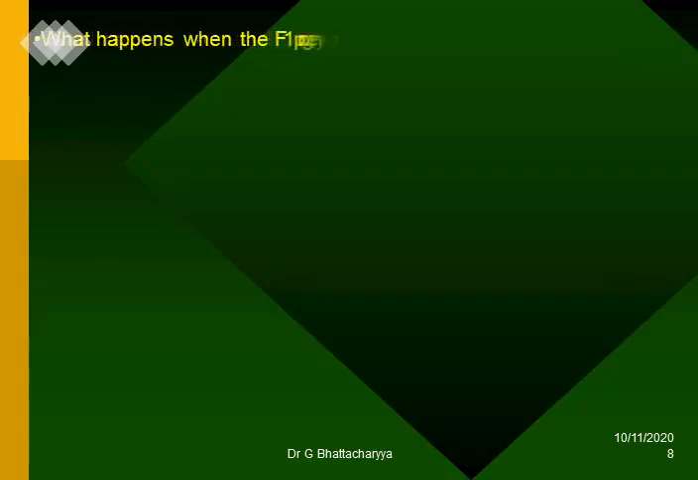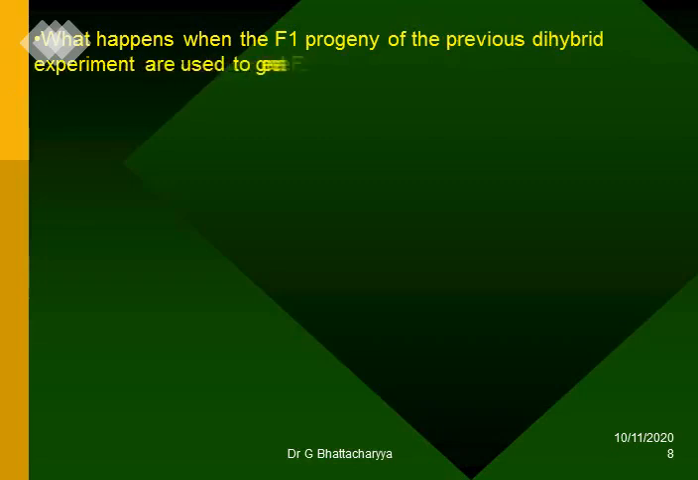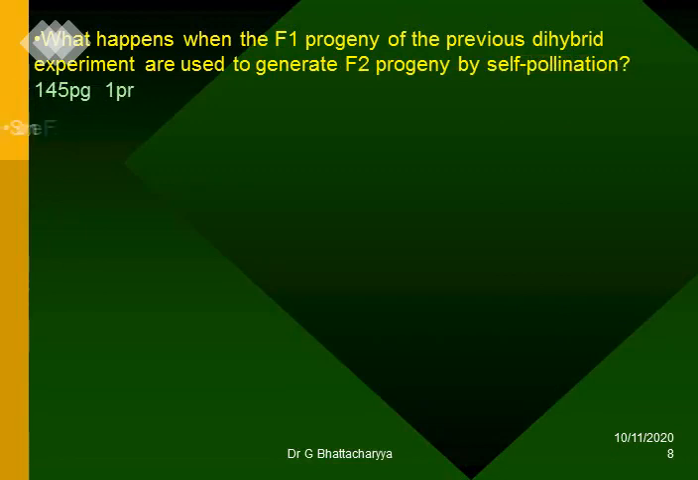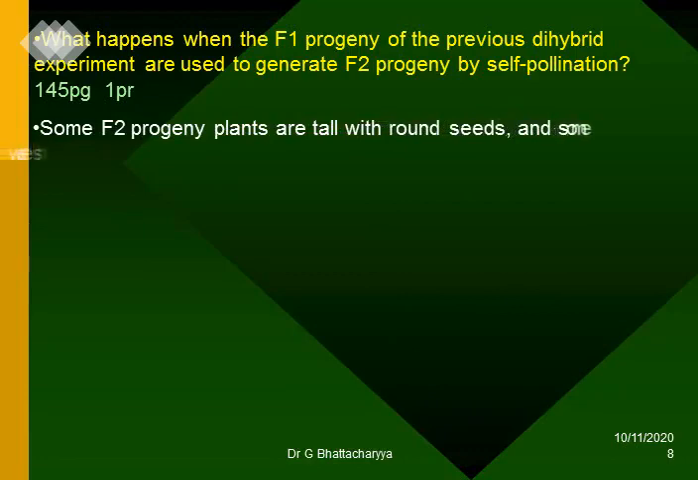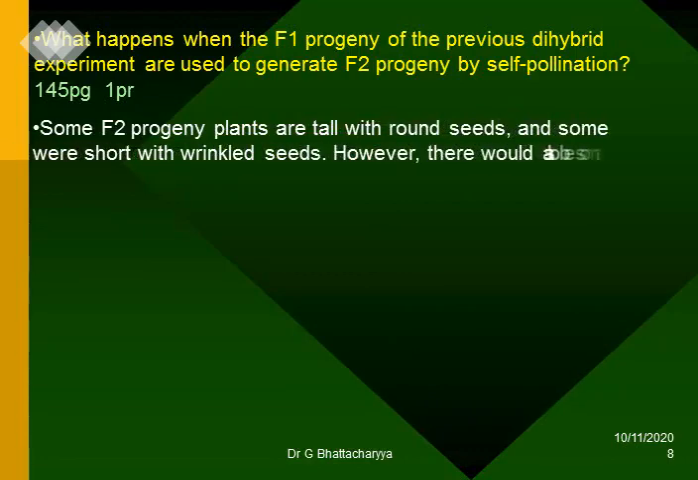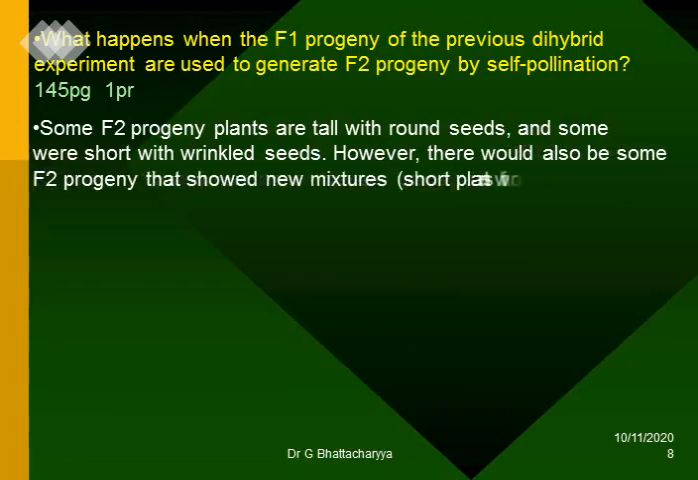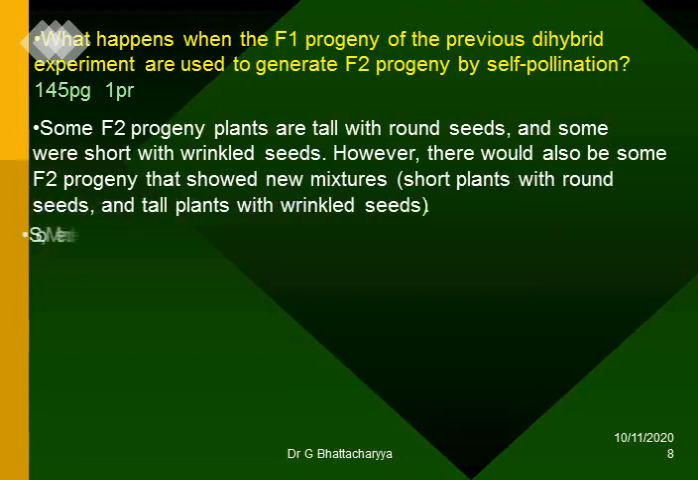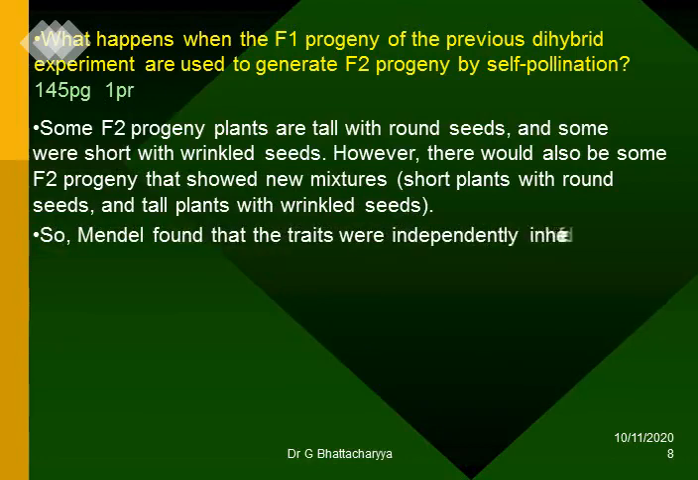What happens when the F1 progeny of the previous dihybrid experiment are used to generate F2 progeny by self-pollination? Some F2 progeny plants are tall with round seeds and some were short with wrinkled seeds. However, there would also be some F2 progeny that showed new mixtures, short plants with round seeds and tall plants with wrinkled seeds. So, Mendel found that the traits were independently inherited.